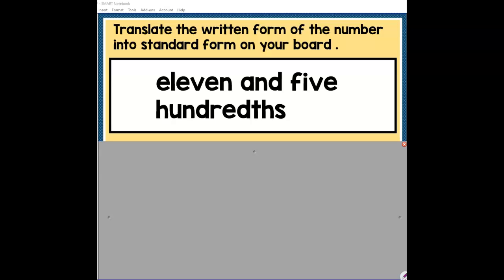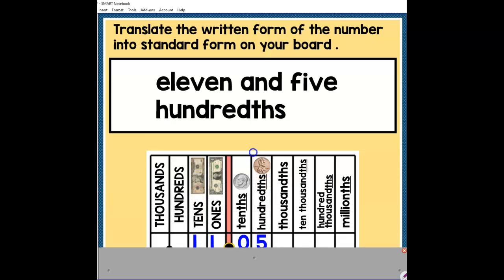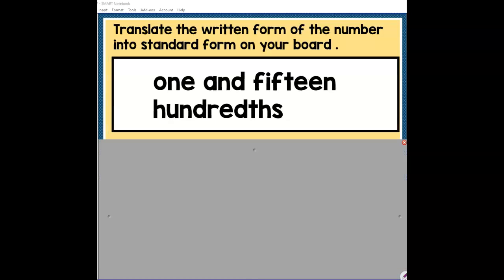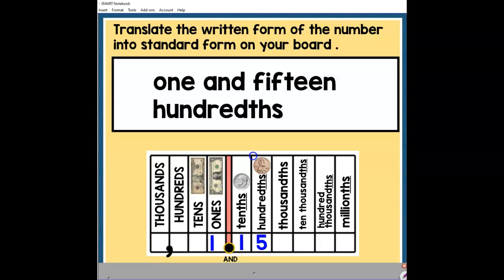11 and 5 hundredths. Write it down and then be sure you always go back and read it to yourself to make sure you didn't leave something out. So 11, I've got 1 ten and 1 one in 11. Now I'm going to put my decimal point. I have a 0 again in my tenths spot and a 5 in my hundredths spot. 11 and 5 hundredths. Okay, the next one is 1 and 15 hundredths. Go ahead and write it down on your board. This is what it would look like, 1 and 15 hundredths.